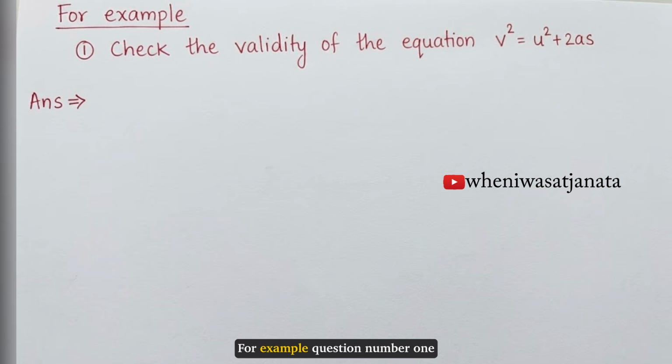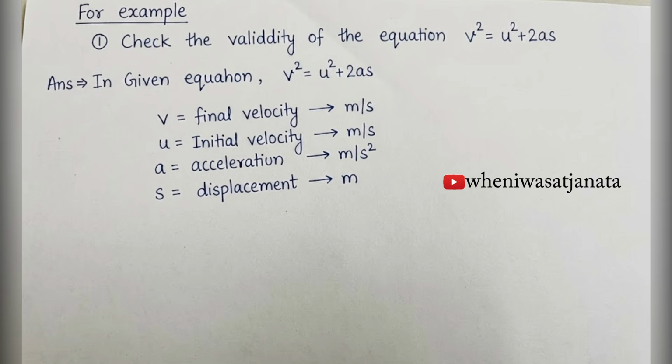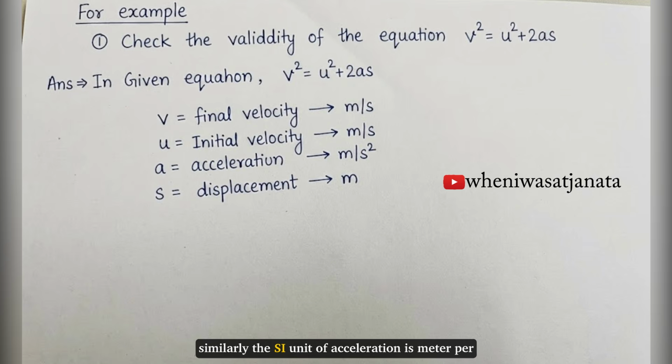For example, question number 1. Check the validity of the given equation. Here, v represents final velocity, u represents initial velocity, a represents acceleration, and s represents displacement. We know that the SI unit of velocity is meter per second. Similarly, the SI unit of acceleration is meter per second squared, and the SI unit of displacement is meter.